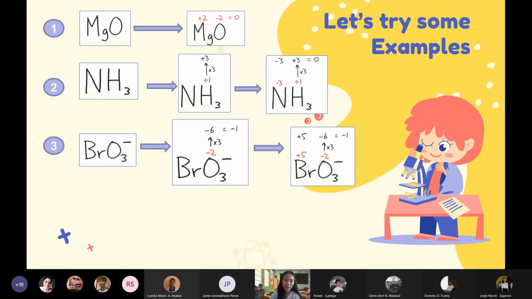Minus 6 is equal to negative 1. Now that coincides with the rule of our halogens, no? That it can be positive with oxygen. Now look at that. That is positive.